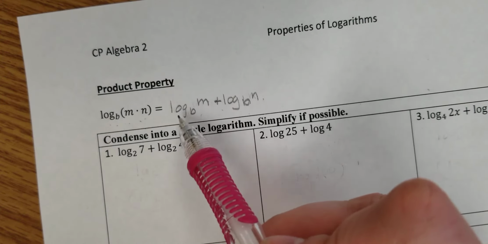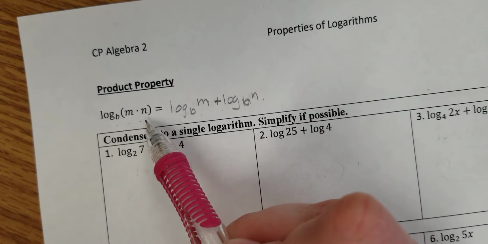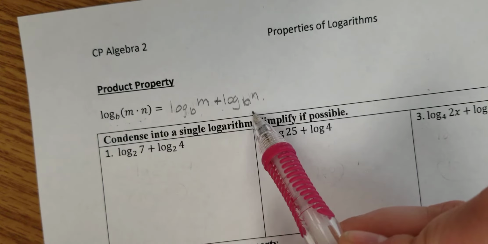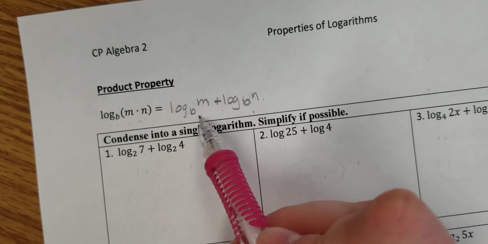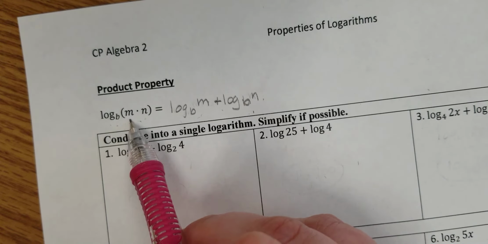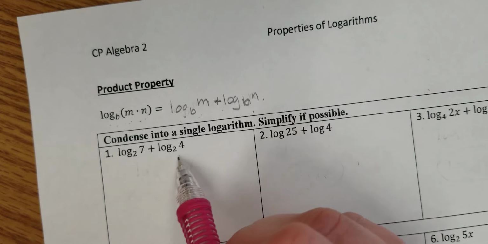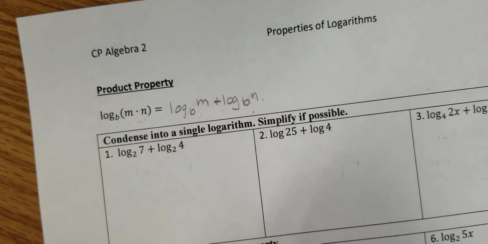So you can condense or expand logarithms based on this property. So if you start with this, you expand it so that it looks like this. And if you start with something like this, you condense it down using this form. So our first three, we're condensing the long version into the shorter version.